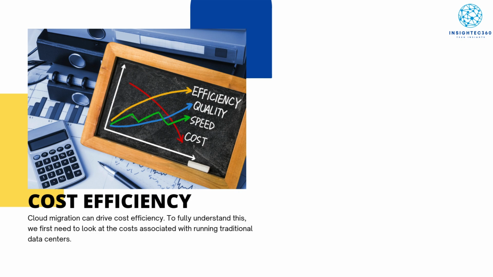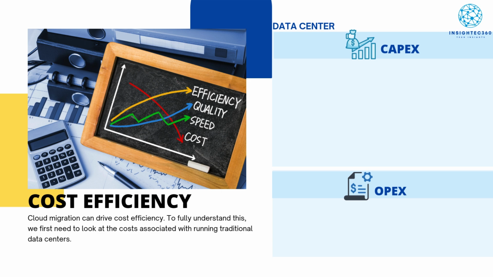To fully understand this, we first need to look at the costs associated with running traditional data centers. When operating an on-premises data center, organizations face two major types of expenses: capital expenditures, or CAPEX, and operational expenditures, or OPEX. Let's start with CAPEX, which refers to the upfront investment required to build or renovate a data center.